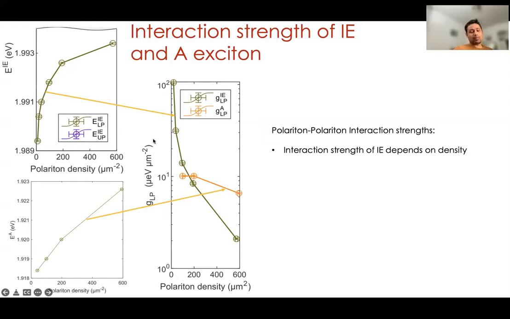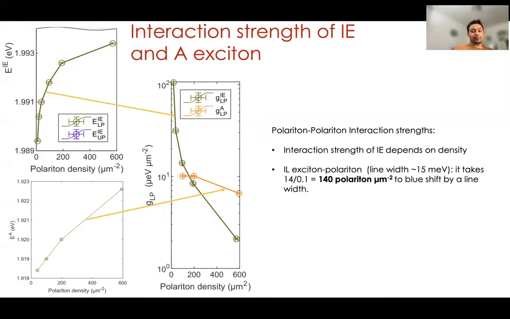Now, what does this number mean? To get a more intuitive understanding, we can define a number, basically the number of polaritons per micrometer area which is required to move the energy of the exciton by one line width. In our case, the line width of these excitons is around 14 meV, and we divide that by the G factor, which tells you how many polaritons you need.